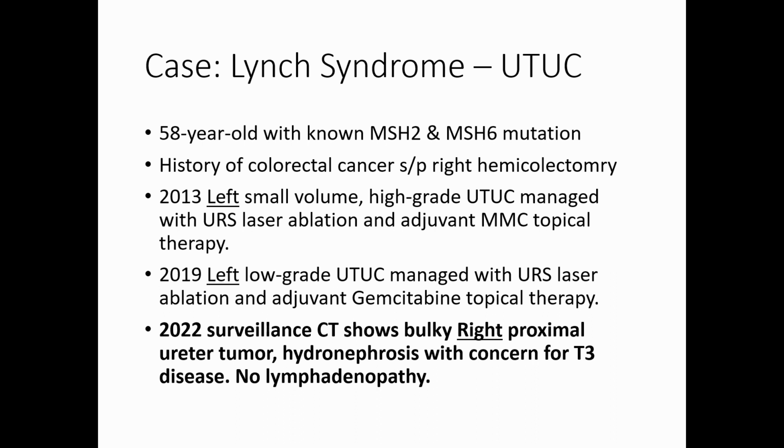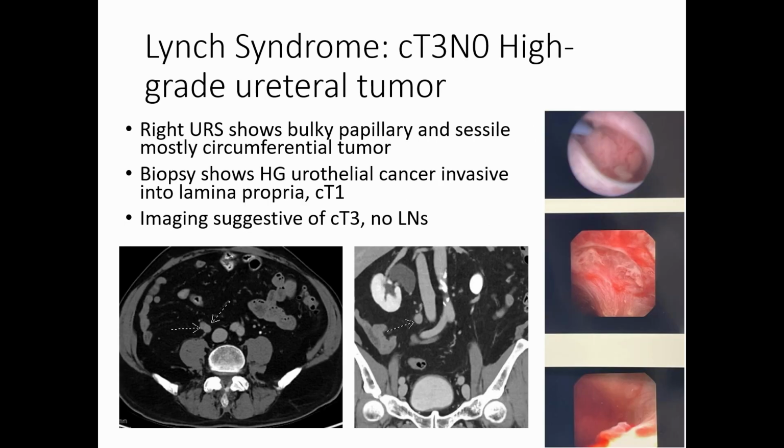And at this time, we had data on gemcitabine, so we were switching; that was the agent of the day that we were giving as topical therapy. And then 3 years later on surveillance imaging, suddenly he's got a bulky right-sided proximal ureter tumor with hydro, and there's concern for T3 disease. There's no metastatic disease or enlarged lymph nodes. You can see here the arrows showing this bulky ureteral tumor that's obstructive. In some of the other images, you see some speculations around the ureter, so there's some concern that it may be a T3.